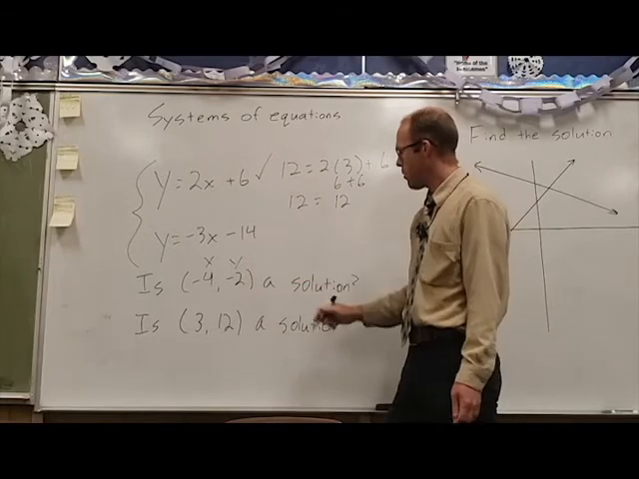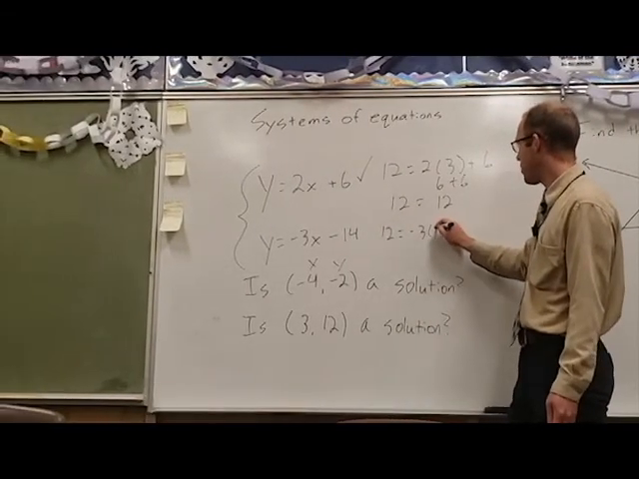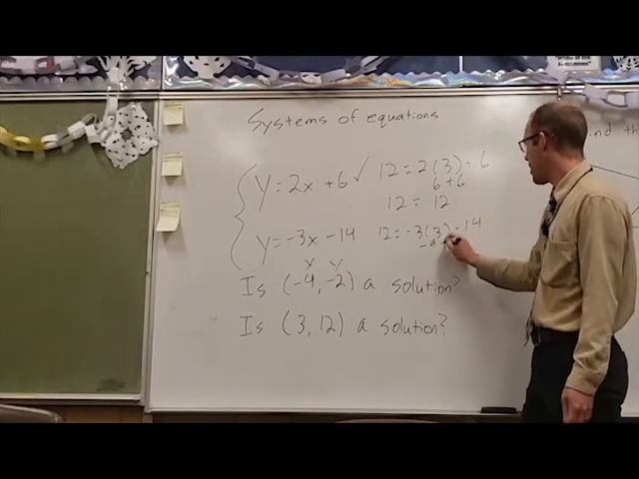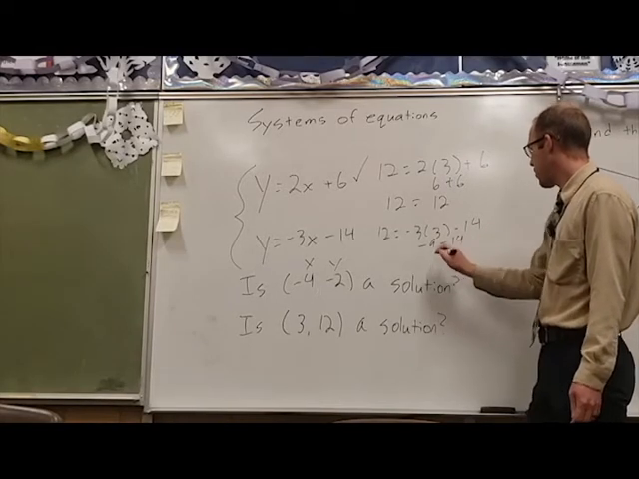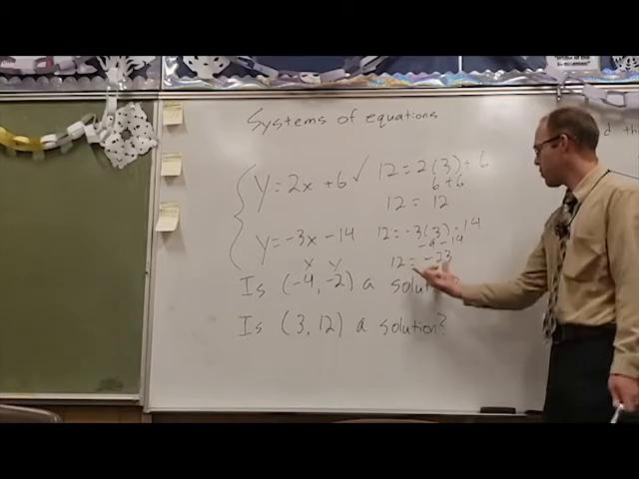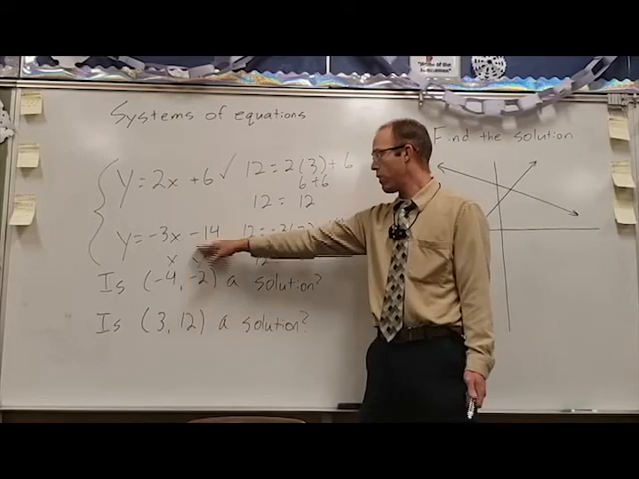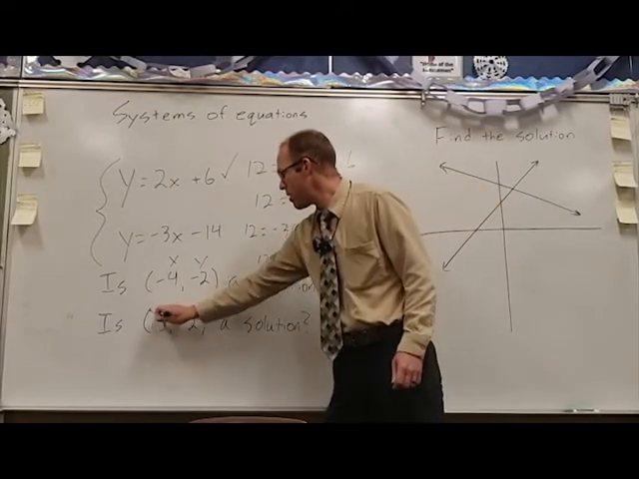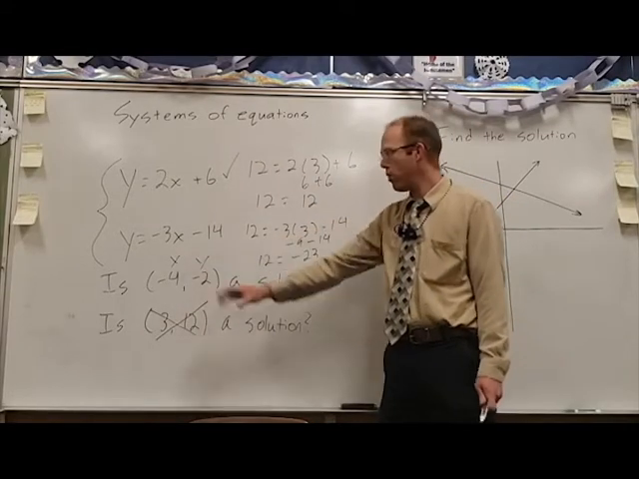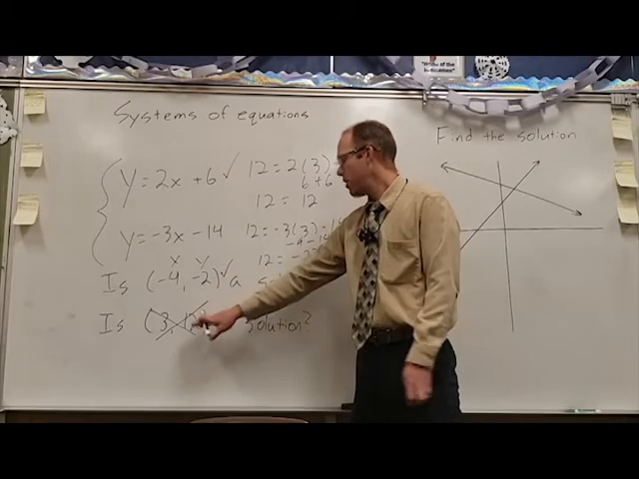Let's check it out in the second one. That would give us 12 equals -3 times 3 minus 14. -3 times 3 is -9. And -9 minus 14 is -23. So we have 12 equals -23. That is not true. So this does not work for this second equation, which means this is not a solution for our system of equations as a whole. So our system has a solution here, yes, but not this one.